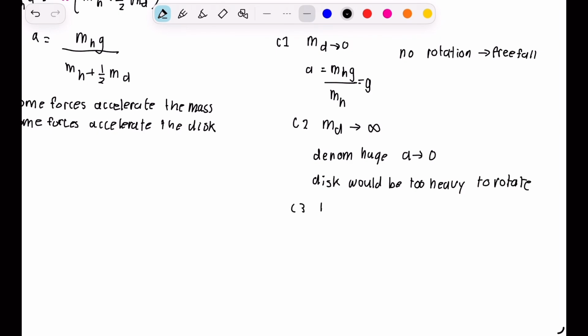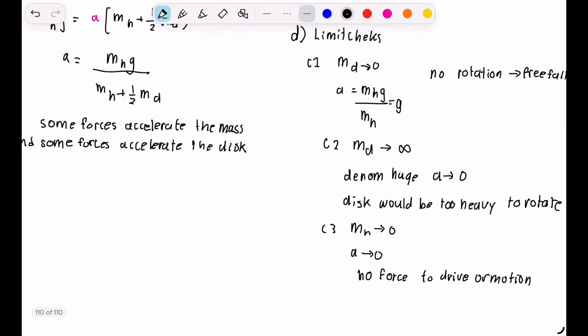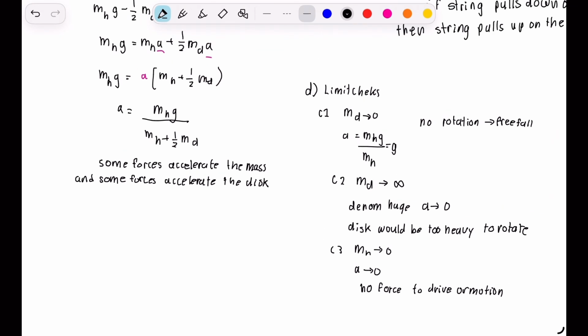Case 3 would be if mh approaches 0. So our acceleration would approach 0, because that would mean we have no force to drive our motion. Because then we would just have multiplication by 0 up here, and we divide that number by another number, making our acceleration overall even smaller.